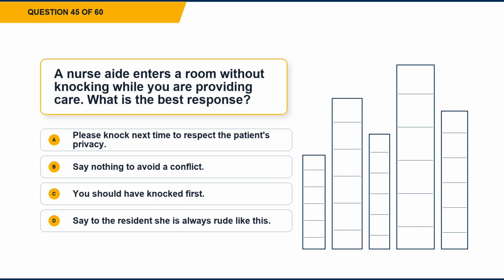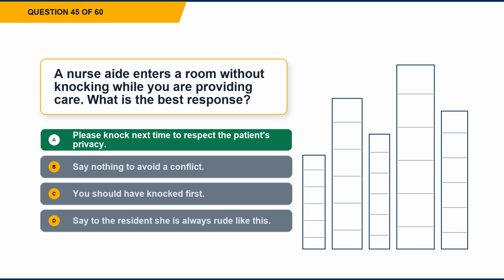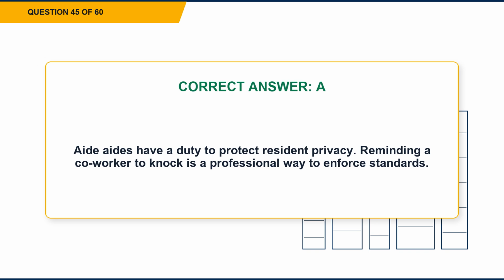Question 45. A nurse aide enters a room without knocking while you are providing care. What is the best response? Option A. Please knock next time to respect the patient's privacy. Option B. Say nothing to avoid a conflict. Option C. You should have knocked first. Option D. Say to the resident she is always rude like this. The correct answer is option A. Please knock next time to respect the patient's privacy. Explanation. Aides have a duty to protect resident privacy. Reminding a coworker to knock is a professional way to enforce standards.